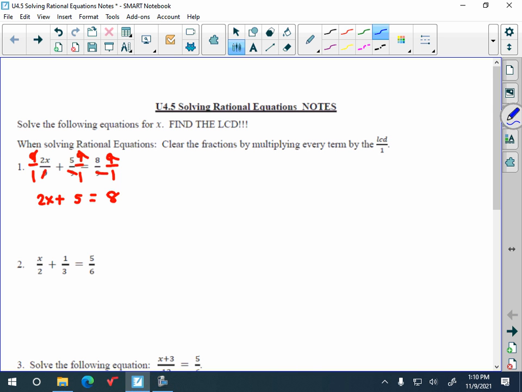All right, so now we can just get x by itself. And then divide by 2. So 3 over 2. We want to simplify fractions if they simplify. Don't change them to decimals. Don't change them to mixed fractions. Improper fractions are fine.